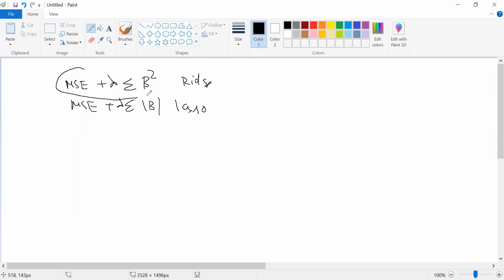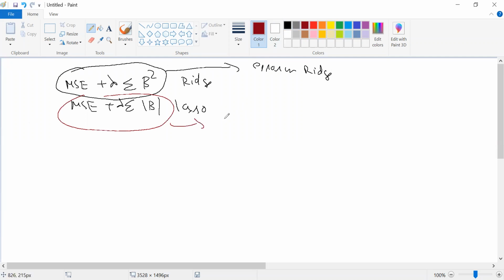What is MSC plus lambda summation beta square? This is nothing but error in ridge, am I right? And this is nothing but your error in Lasso. This is nothing but your error in Lasso. What is error in linear? वैसे चाहूँ तो मैं एक लाइन ही बता सकता था, बट फिर भी बैकग्राउंड बिल्ड करके बता रहा हूँ. Error in linear is MSC. अच्छा, everyone has agreed that MSC is a positive number.